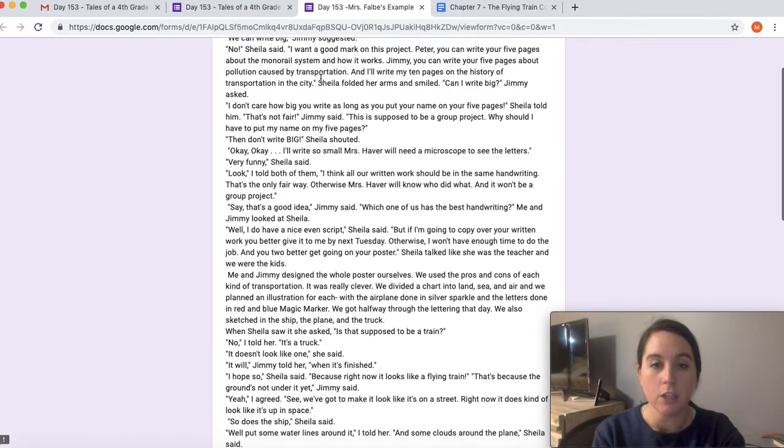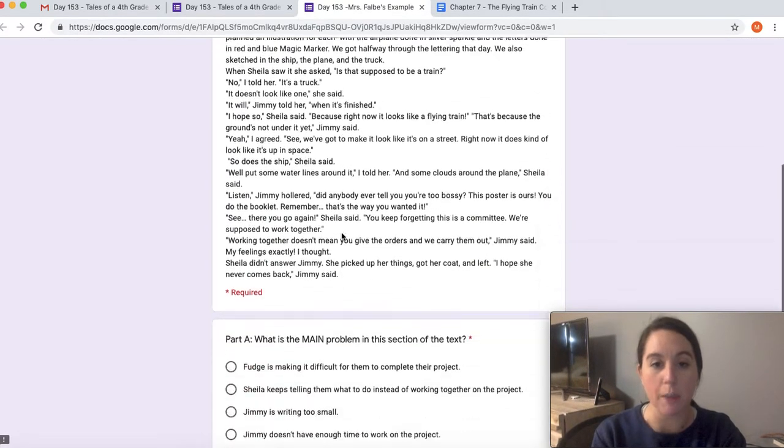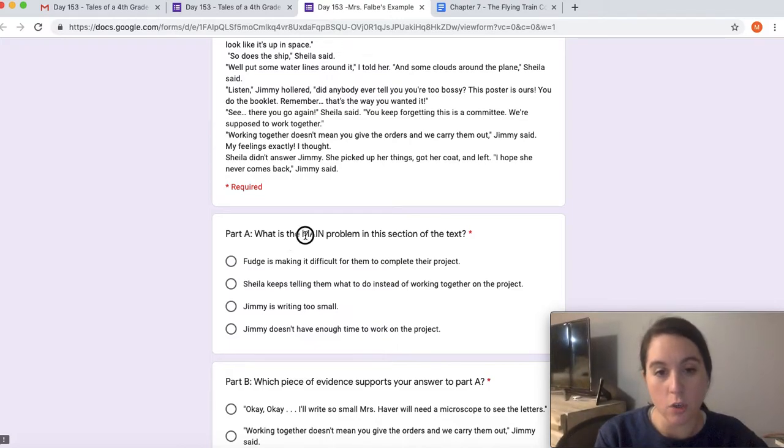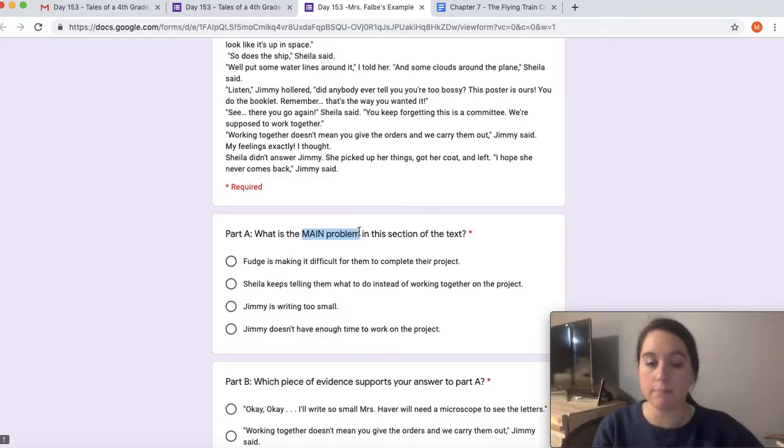Falvey's example. So this is the part of the text I'm going to look back at when I'm answering my questions. So first I want to mark this up. What is the main problem in this section of the text? So I would highlight main problem. That's what I'm looking for in this section.